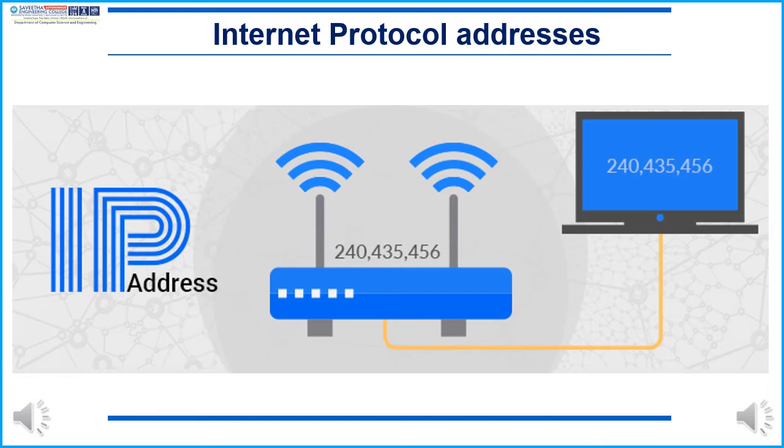An Internet Protocol address or IP address is a numerical label assigned to each device connected to a computer network that uses the Internet Protocol for communication. An IP address serves two main functions: host or network interface identification and location addressing.